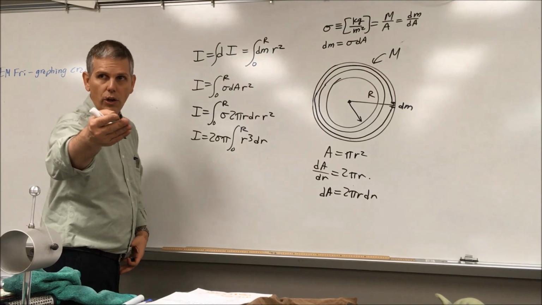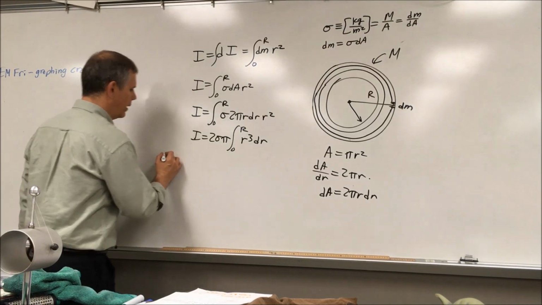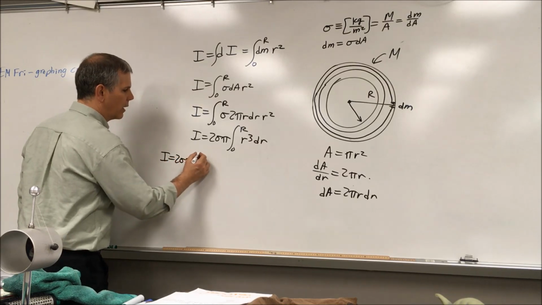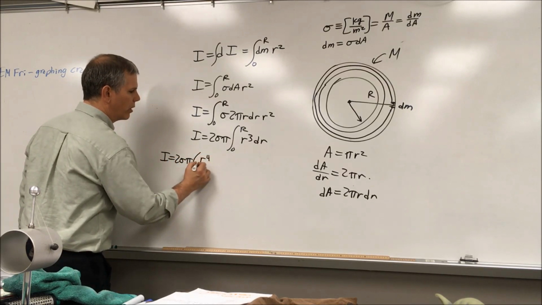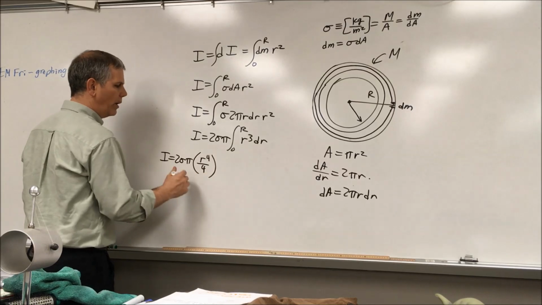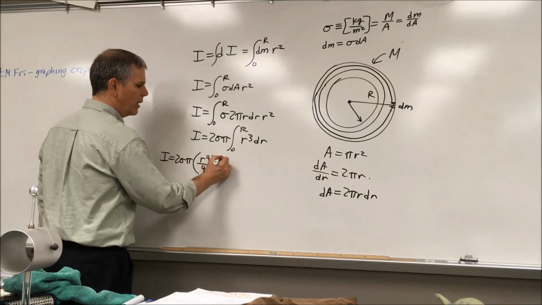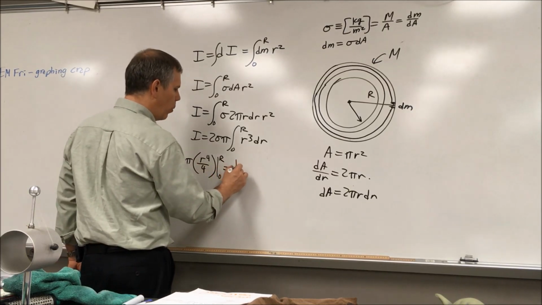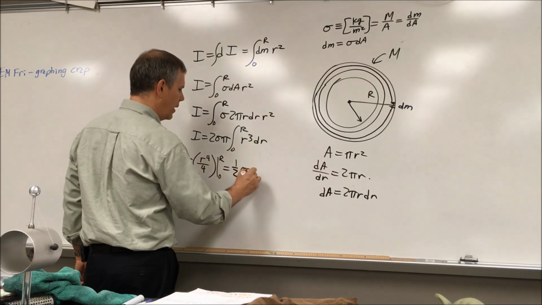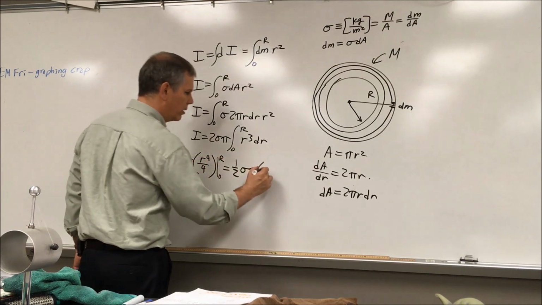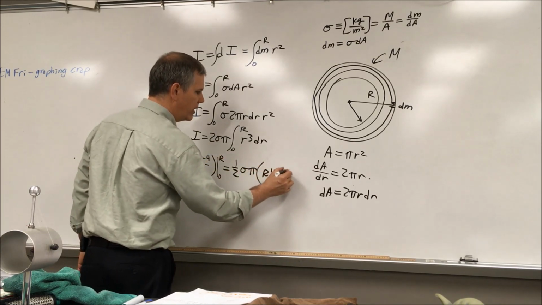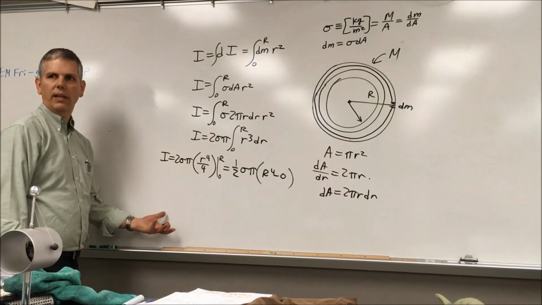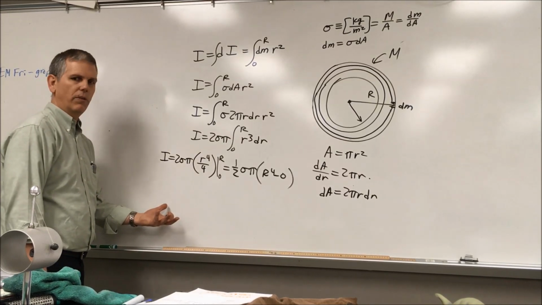R to the 4th, which gives me, I need a little bit more room here, I equals 2 sigma pi r to the 4th over 4. And what can I do with that again? I can always take out the constants, which gives me 1/2 sigma pi, final minus initial. That's not what we expect, is it? That's not our answer that we have that we've used before.